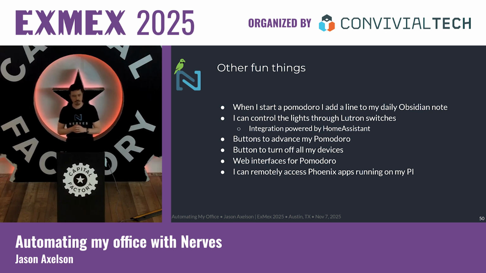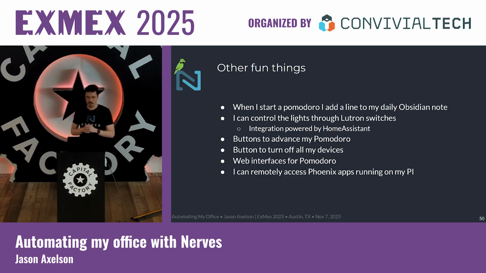I can also control the lights in my house through Lutron smart switches, and that has an interface with Home Assistant. So I have a little Scenic app that talks to Home Assistant via its REST API as well as its WebSocket to control my home lights through Nerves. And I have buttons to advance my Pomodoro. That's actually probably the one I use the most.